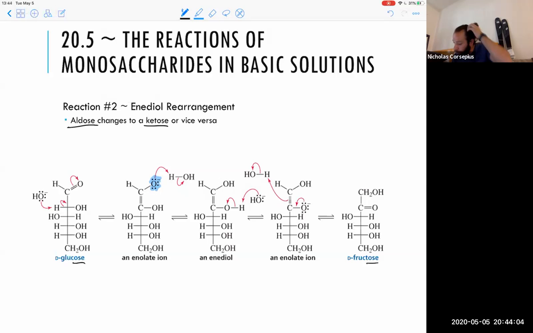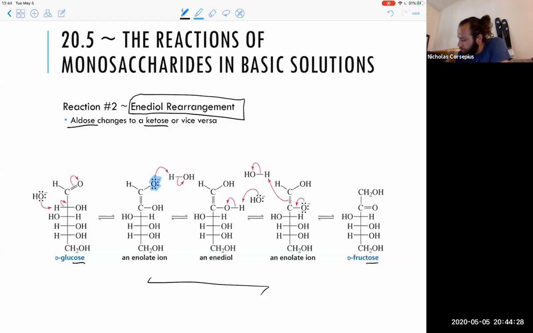All right, and Eric's right, both of these are catalyzed by basic conditions. So we can either flip that first asymmetric carbon, flip the stereochemistry there, or we can change it from an aldose to a ketose or a ketose to an aldose. Again, we have a dynamic equilibrium here. All right, so this is the enediol rearrangement. This is important. Reaction number 2.